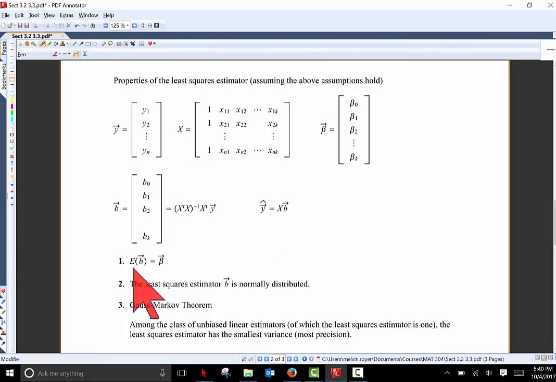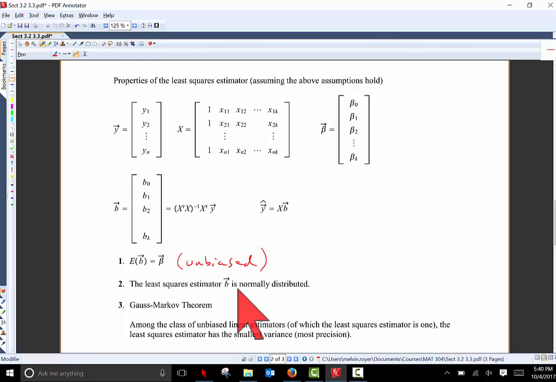Things that are true: the expected value of the B's calculated this way in the least squares sense is beta. In other words, unbiased. This is an unbiased estimator, just like it was in the one variable case. That's great. If it weren't true, then we probably wouldn't spend much time doing this. Second of all, the least squares estimator is normally distributed.